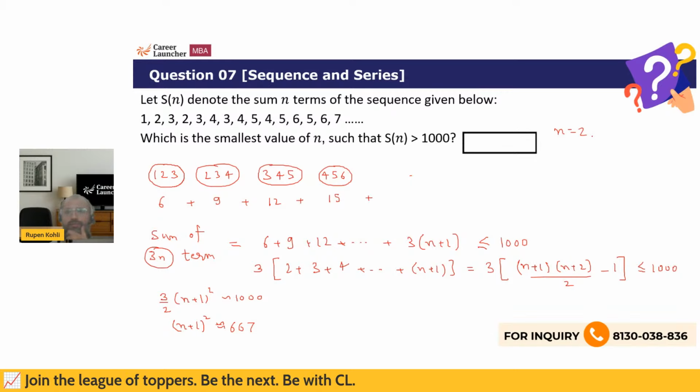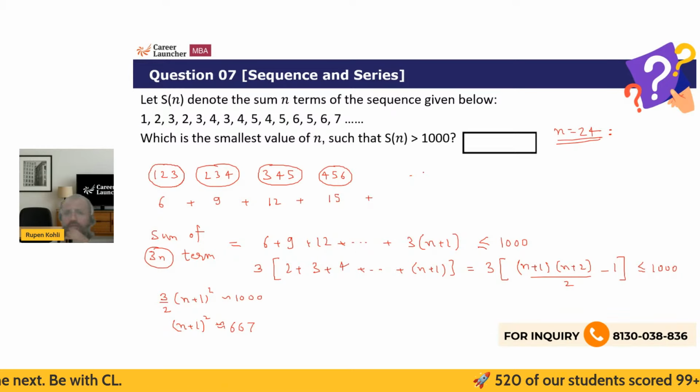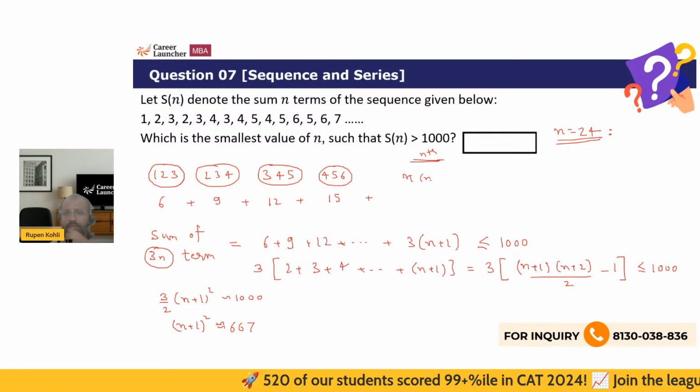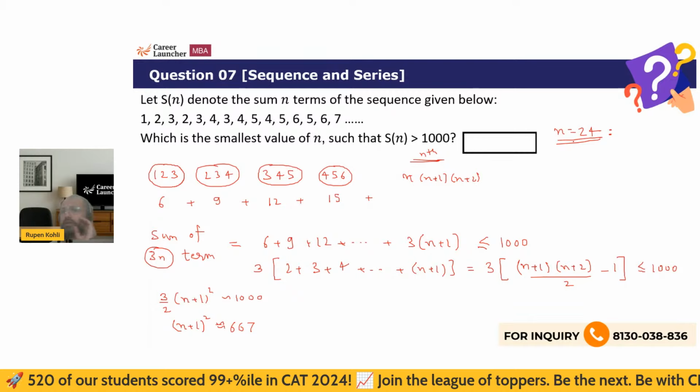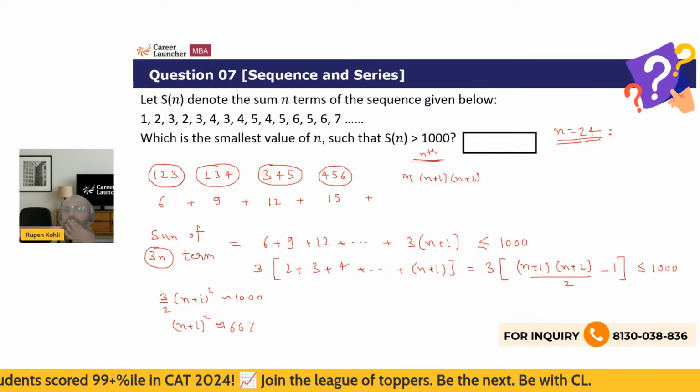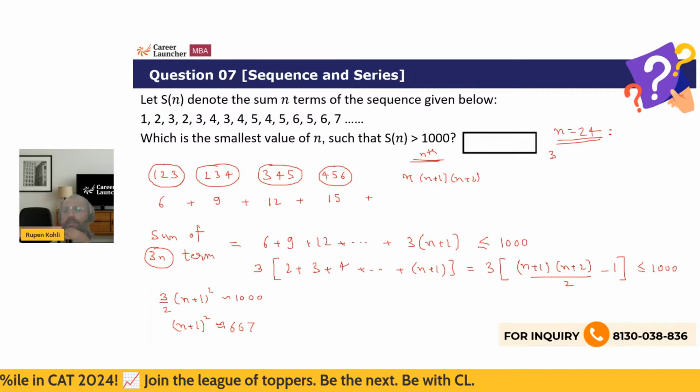N equal to 24. So basically you're taking 24 groups. The nth group was n, n plus 1, n plus 2. That is important to understand. So for taking 24 groups, your sum will be 3 into, I think this should be less than 1000.